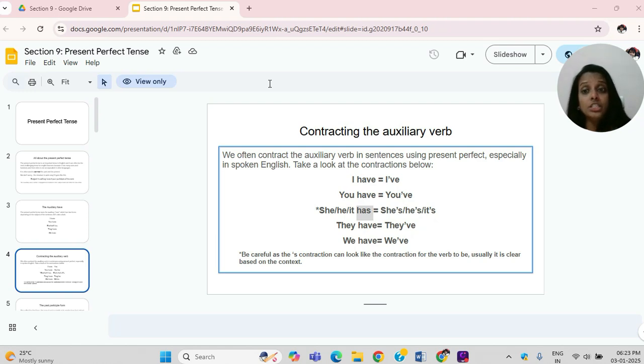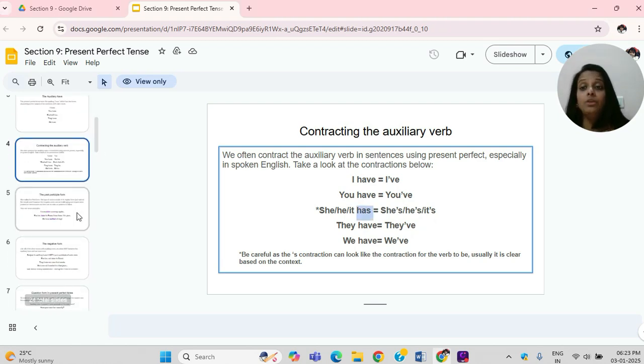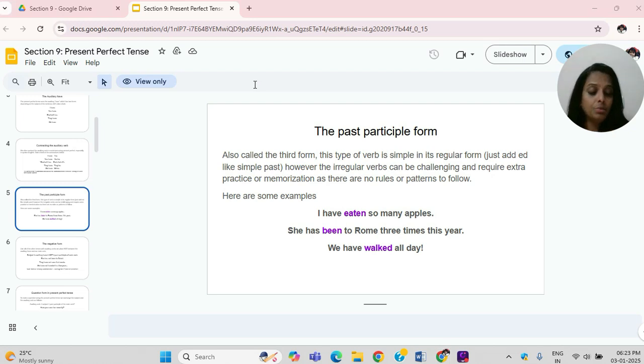Examples, I have eaten so many apples. So the action of eating apples happened in the past, but the focus is on the present result. You are reflecting on the experience. Okay?